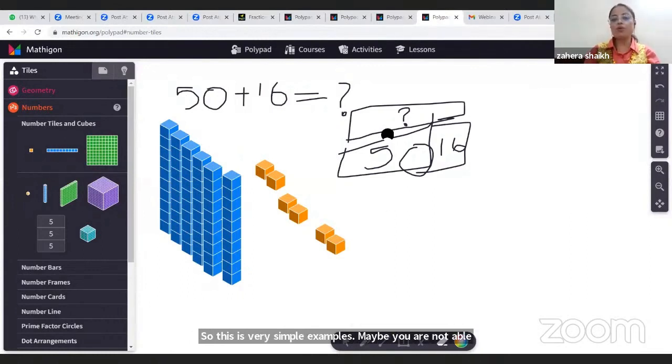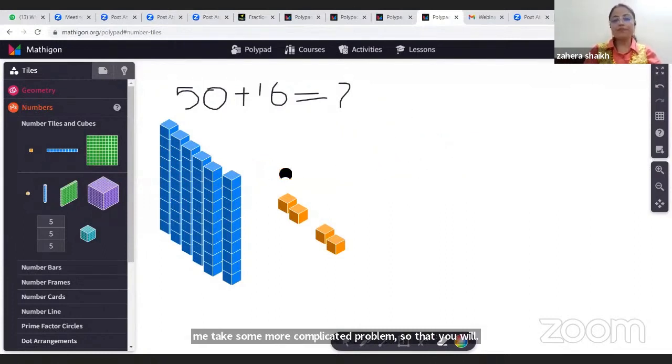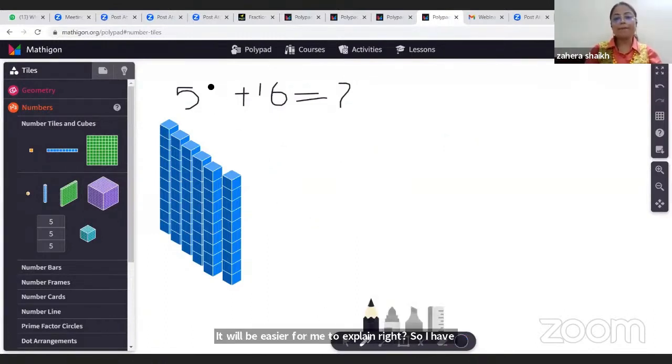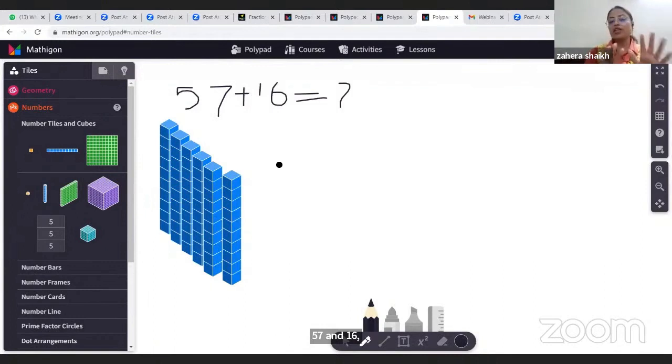Let me take a more complicated problem so that it will be easier for me to explain. Now I will change it to 57 and 16. As a rule that I have learned, I will just take 57 and then count forward 16, because 16 is the smaller number between these two. So I will count forward 16 and come up to the final answer.